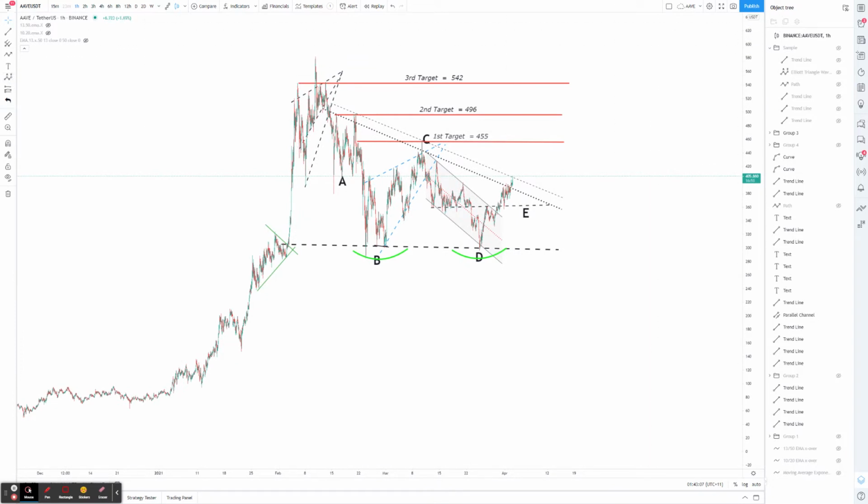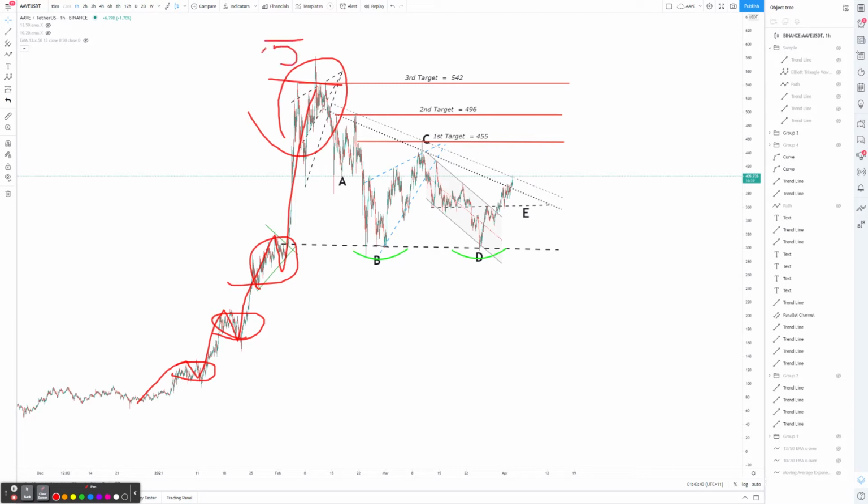What I want to do is get a drawing tool if I can. Okay, so we do have a drawing tool here. So we have a pause and a macro formation, second pause or second base, third base, and then we have the top. So you can see the impulses getting bigger and bigger, and then we have the top, which is the 0.5, and then we have the A, B, C, and up it goes.